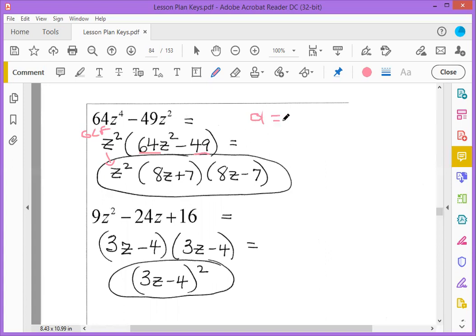So we can identify the a term and the b term in order to factor using that format, the a plus b and the a minus b format. Our a term would be 8z. 8 times 8 gives us 64, and z times z gives us z squared. And then 49, our b term is going to be 7. We square 7. 7 times 7 gives us 49. So when we substitute 8z for a and 7 for b, we'll get 8z plus 7 and 8z minus 7. And this is our answer.